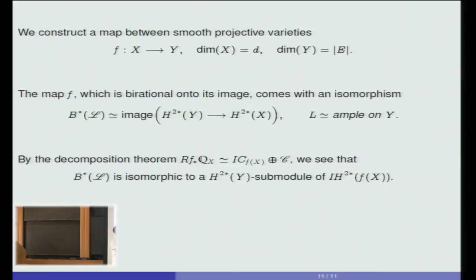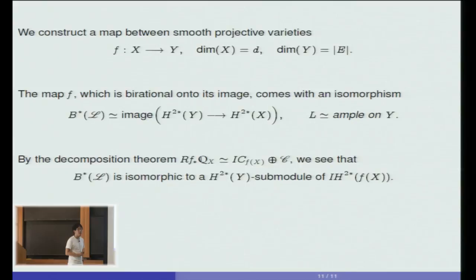But this injection is not any injection. It's coming from the level of sheaves, so I know that it preserves the module structure. In our case, I can say that the injection from the intersection cohomology to the cohomology of X is a module homomorphism over the cohomology of Y. So if I combine these two facts, then I notice that my algebra of interest, the one constructed from combinatorics, is isomorphic to an H(Y)-submodule of IH(f(X)). But I know something about IH of f(X).